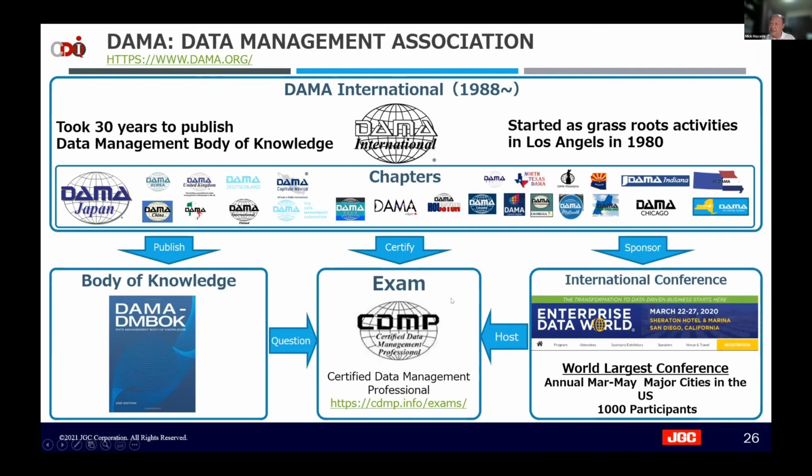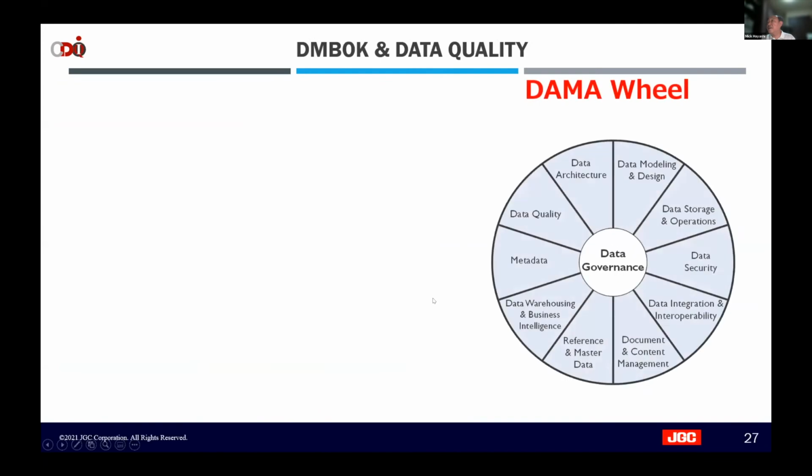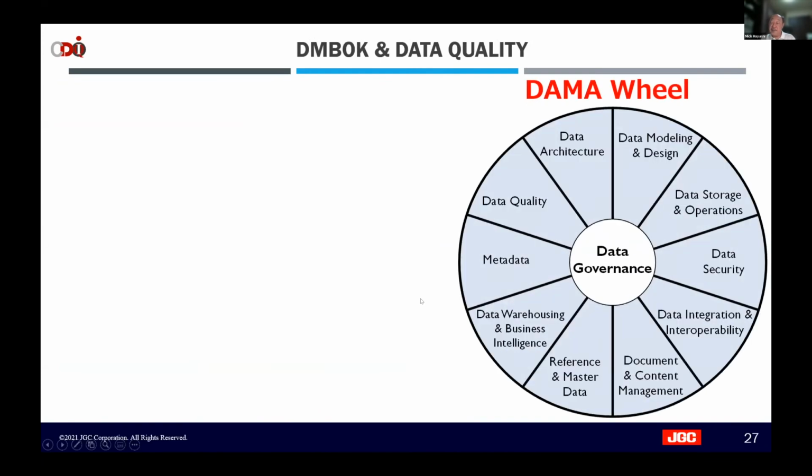Now, DAMA published the DMBOK, which has the famous DAMA wheel, which contains 11 knowledge areas: data modeling and design, storage and operation, security, integration and interoperability, document and content management, reference and master data, data warehousing, business intelligence, metadata, data quality, data architecture, and at the center, data governance. We call this whole wheel data management.